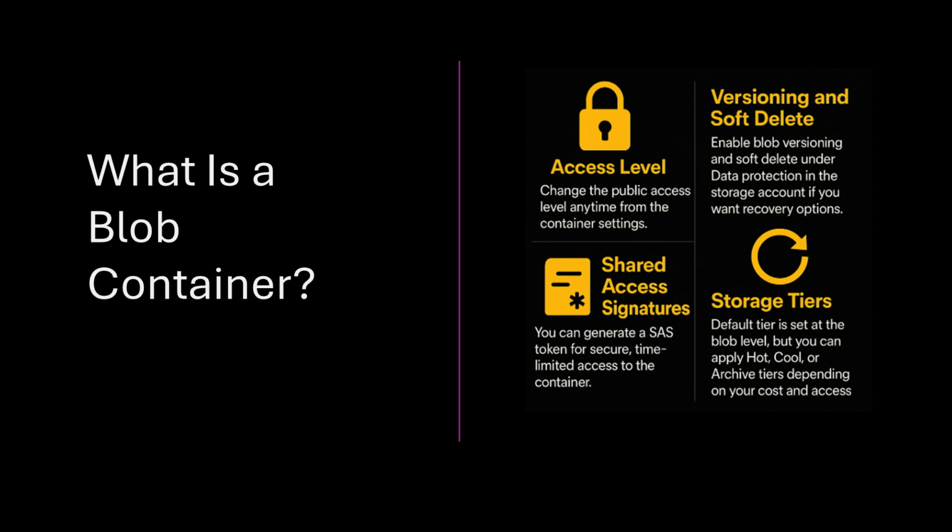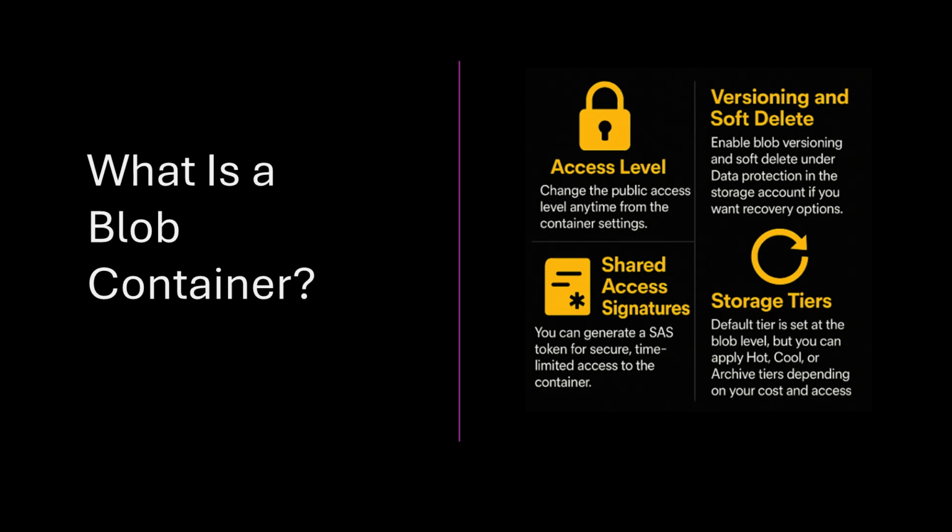Once you've created your blob container, you can fine-tune its configuration to suit your storage and security needs. Start by setting the access level. You can change this at any time from the container settings. For most secure workloads, keeping it private is the best practice. Next, consider enabling versioning and soft delete under the data protection section of your storage account. This lets you recover accidentally deleted or overwritten blobs, an essential safety net for critical data.